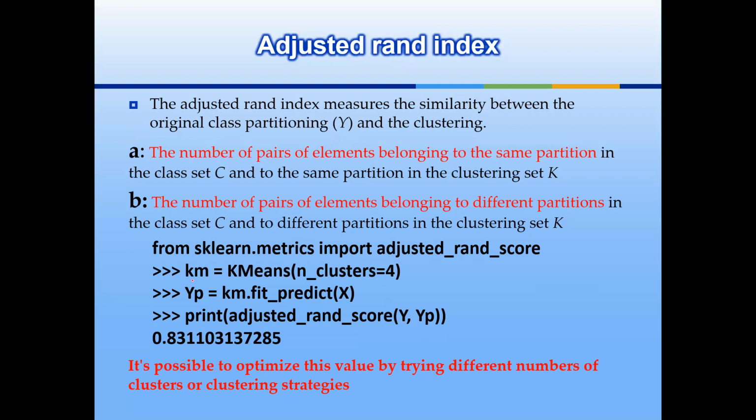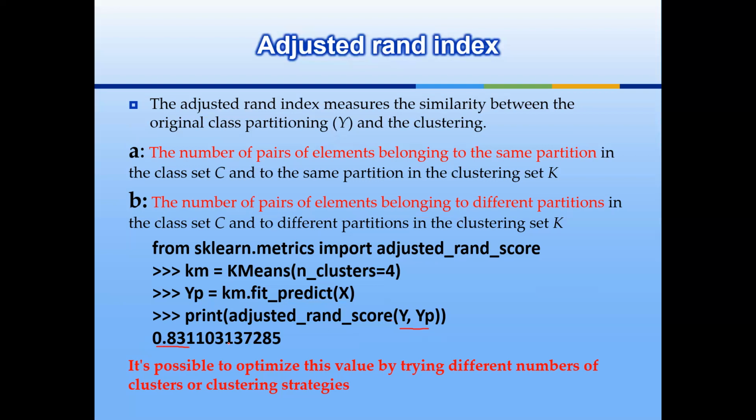Then create the object of the k-means algorithm. Then use the same method to predict the cluster label of the given data set. Only my function will be the adjusted random index function, right? Then YP will represent the predicted cluster label for the given data set. And then in the print function, we are calling this adjusted random method, and the parameters we are passing are y comma YP. So Y is my actual cluster label and YP is the predicted cluster label. So here is the accuracy of the cluster that we have obtained using this method: 0.83, meaning 83.11%, right?